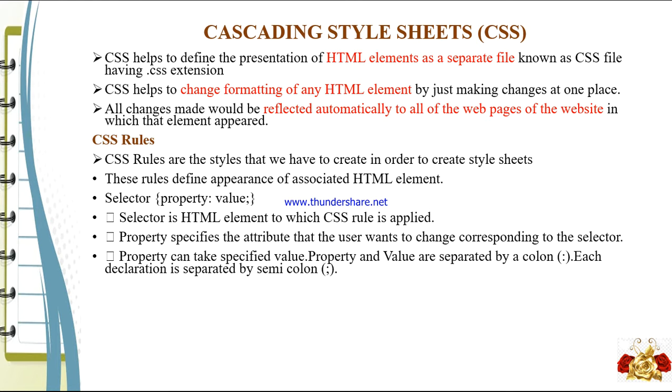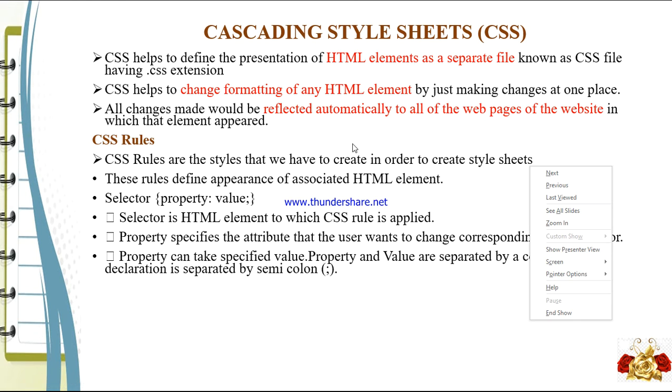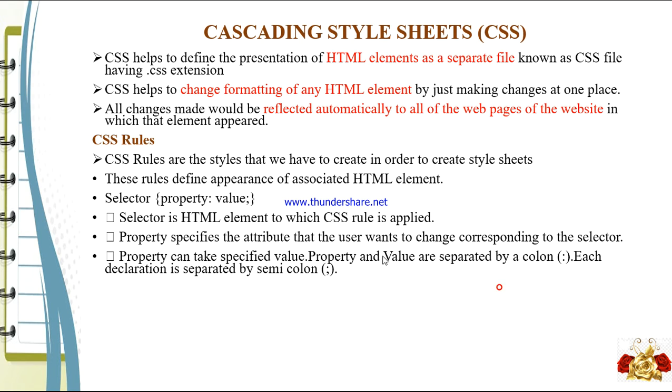All these properties can take a specified value. The property and value are separated by a colon. So it's shown on this screen, property and value are separated by a colon. This is including the selector: selector, open bracket, and within the brackets, property, colon, value. Each declaration is separated by a semicolon.